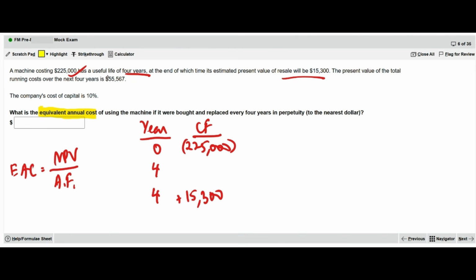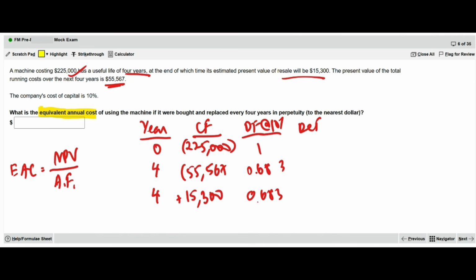And it's also written that the present value of total running cost over the next 4 years is going to be negative 55,567. And it's written that the cost of capital is 10 percentage, so take 10 percentage here, and 10 percentage for 4 years, 1 divided by 1.1 will give me 0.683. Discounted cash flow, people multiply it, find out the present value. No, this is wrong. Why is this wrong?